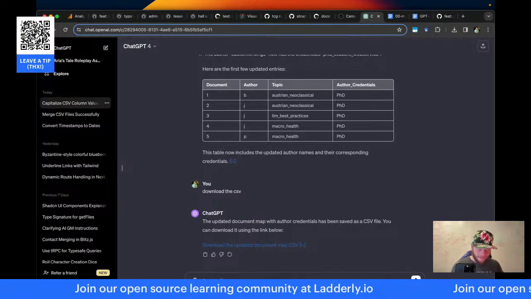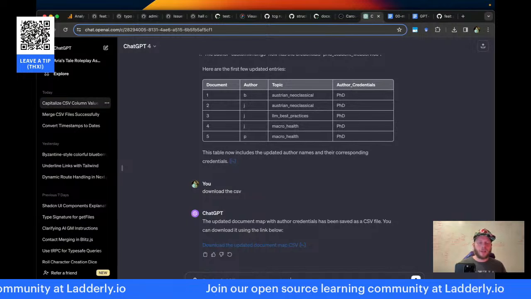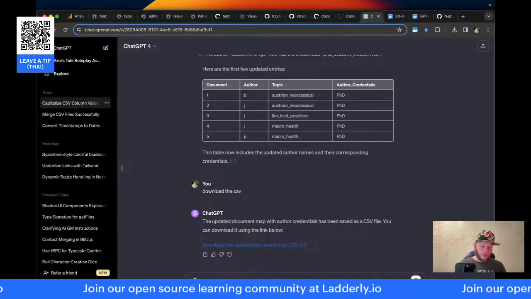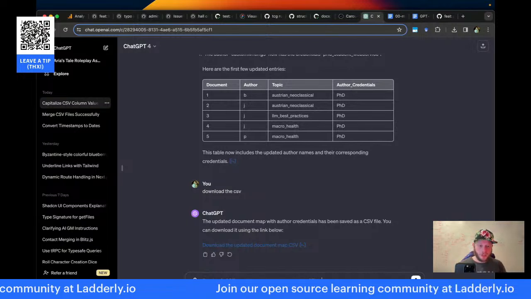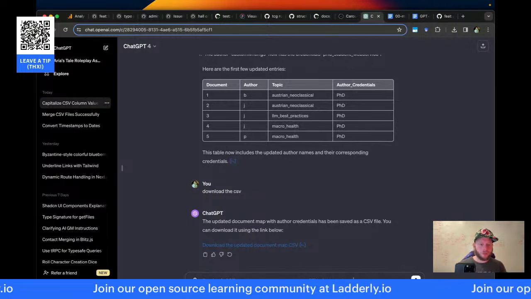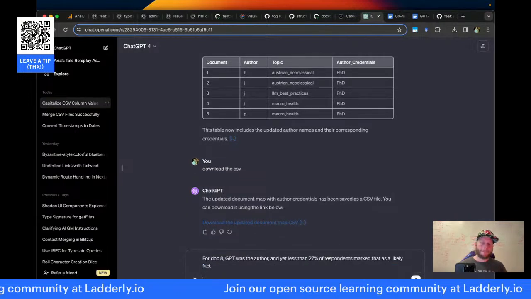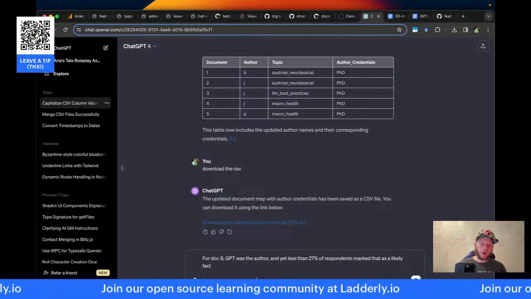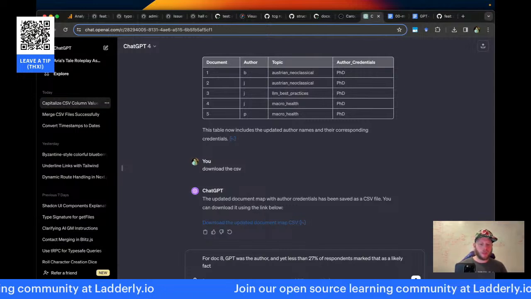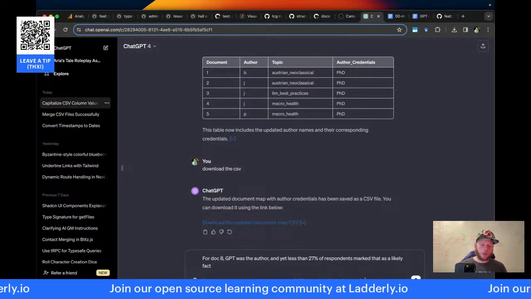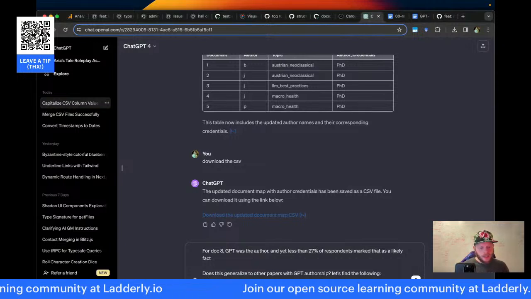For Doc 8, GPT was the author, and yet less than 27% of respondents marked that as a likely fact. Does this generalize to other papers with GPT authorship? Let's find the following.